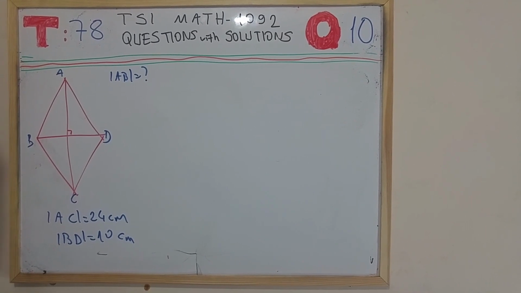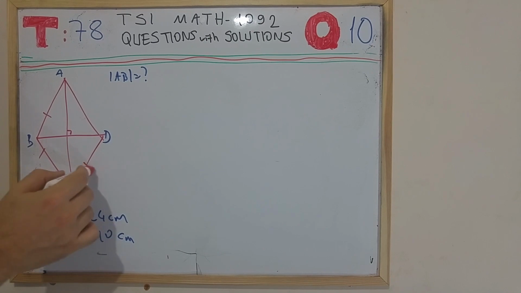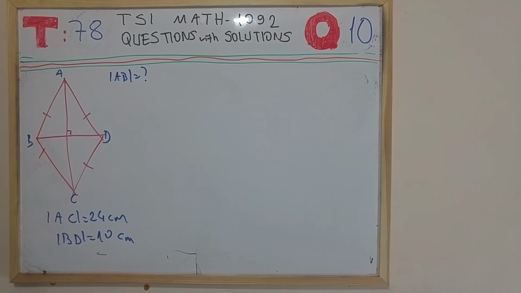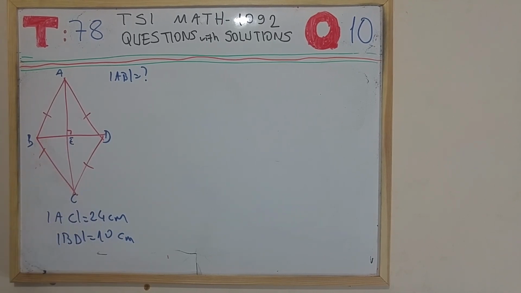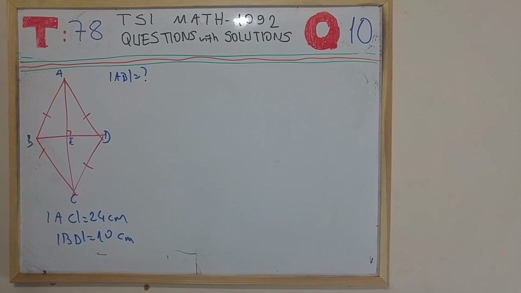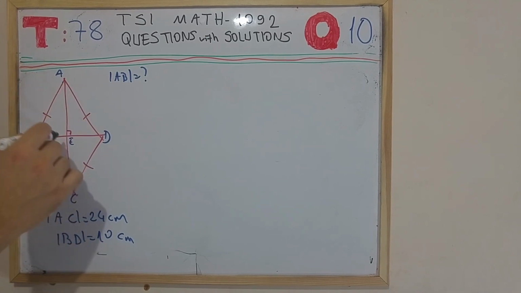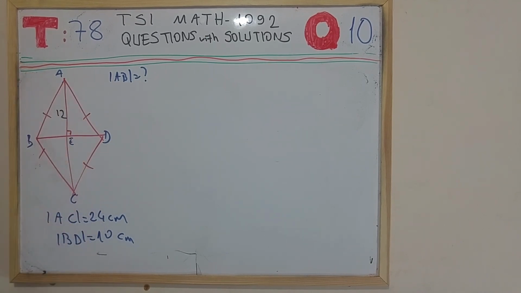We have a rhombus here, so each side is equal to each other. All these sides are equal to each other. And point E here is the midpoint of BD and AC. Therefore, AC is equal to 24. And this means that AE is equal to half of it, which is equal to 12. BD is equal to 10 centimeters. So BE is equal to half of it, which is equal to 5.